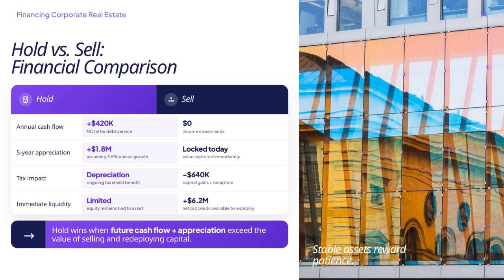over time. On the other hand, selling the asset results in immediate liquidity, with net proceeds of approximately $6.2 million available for redeployment. However, this comes with significant tax impact, including capital gains and depreciation recapture. The decision essentially boils down to whether the future cash flows and appreciation gain from holding the asset outweigh the immediate gains from selling and reinvesting the capital. For stable assets, patience often pays off, rewarding investors who are willing to hold and benefit from steady income and appreciation rather than opting for quick liquidity.